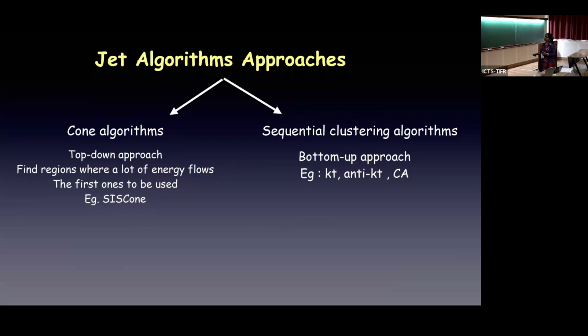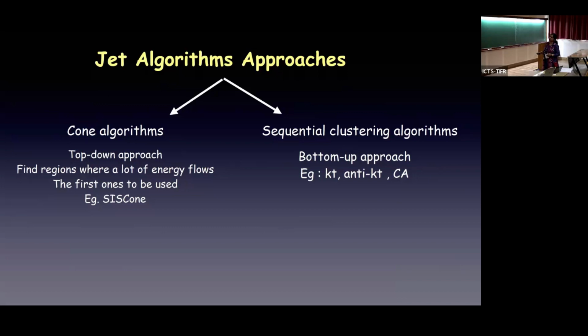Now let's talk about the cone algorithms. This works on the basis that a jet carries the maximum energy. So you find regions in your event where a lot of energy flows, and then you try to cluster your particles. There are also two or three ways of clustering particles with certain momenta depending upon their eta-phi distribution. I'll show you examples of these two algorithms to see how jets are reconstructed via these two approaches.